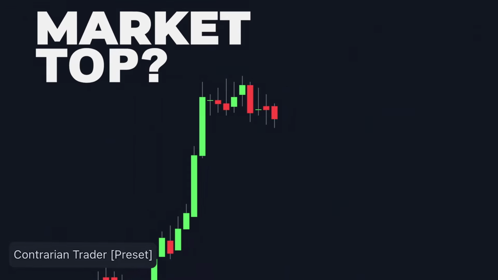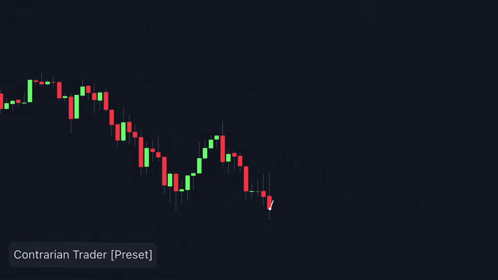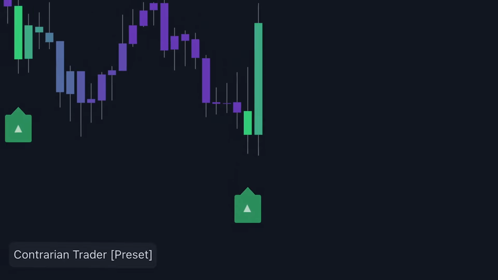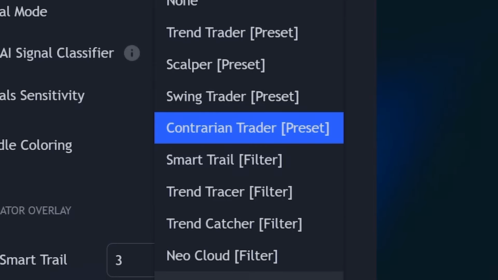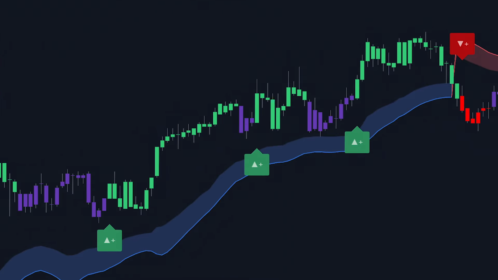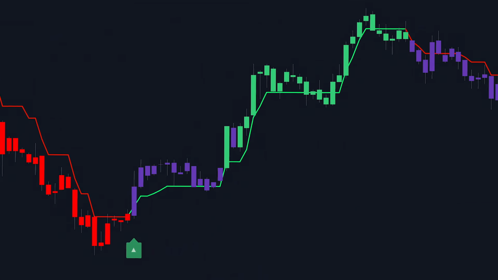Calling market tops and bottoms is extremely difficult, but if that is part of your strategy and you're looking for tools to help improve it, this preset might be exactly what you're looking for. These are just our 4 presets, but there's more. The indicator also comes with filters. They allow you to eliminate certain signals based on a feature within the indicator.